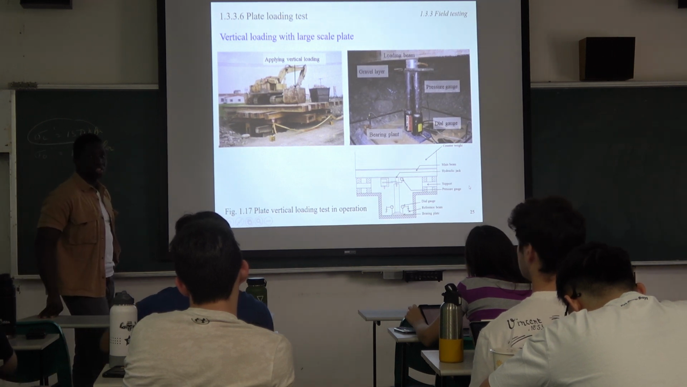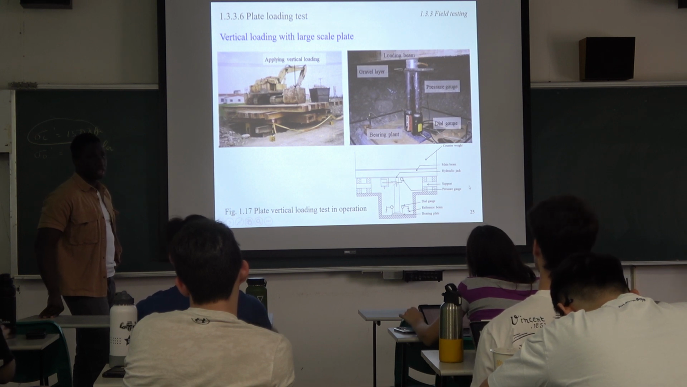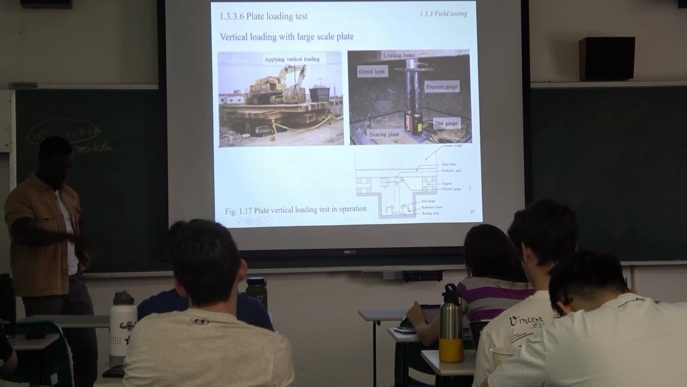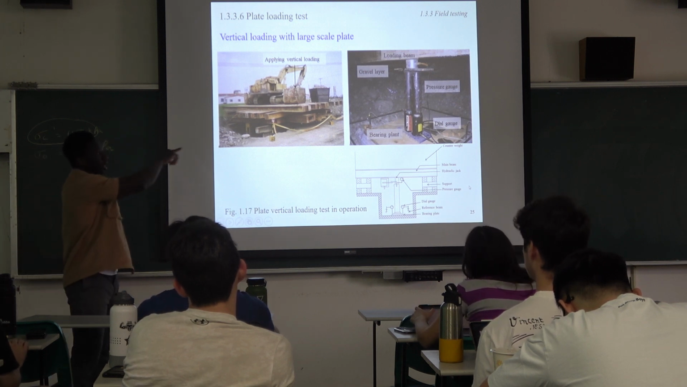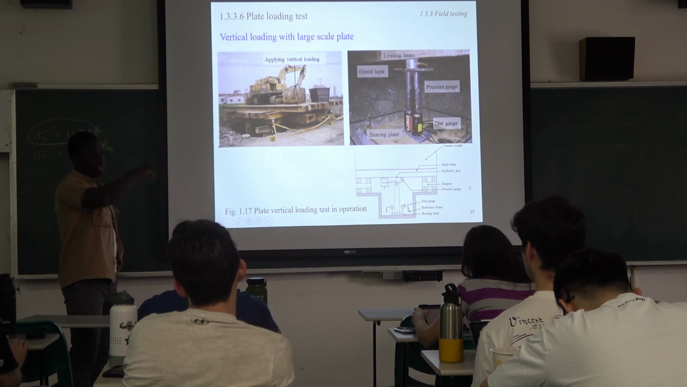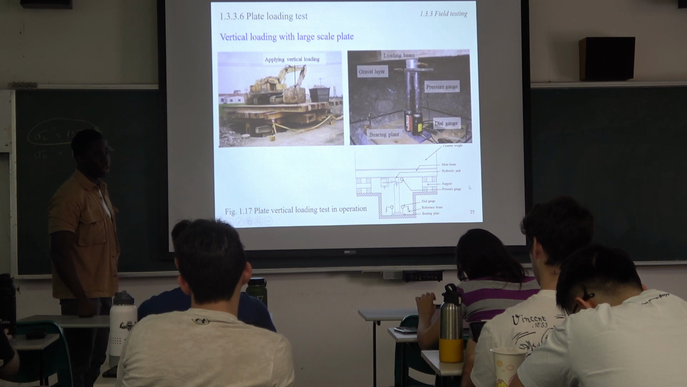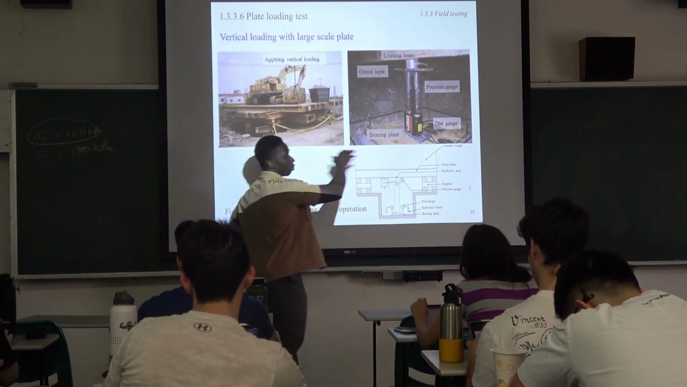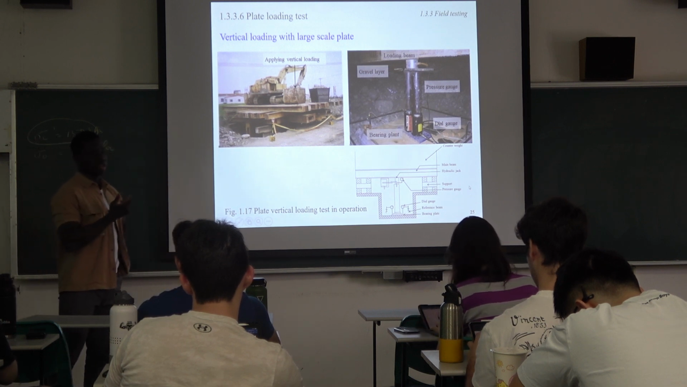So typically this is more like the ultimate bearing capacity. If you remember, the ultimate bearing capacity is the maximum force that the soil can sustain until it fails. So this one is directly trying to do that. They will just directly apply the loading onto the soil and then keep recording it until the soil reaches a point that it fails. When it fails, then you know, okay, this is the maximum bearing capacity of the soil.